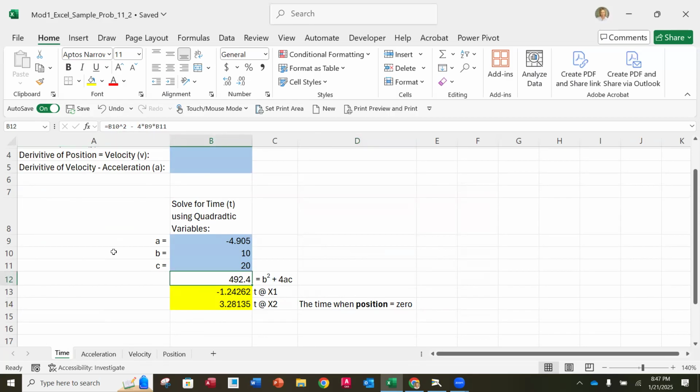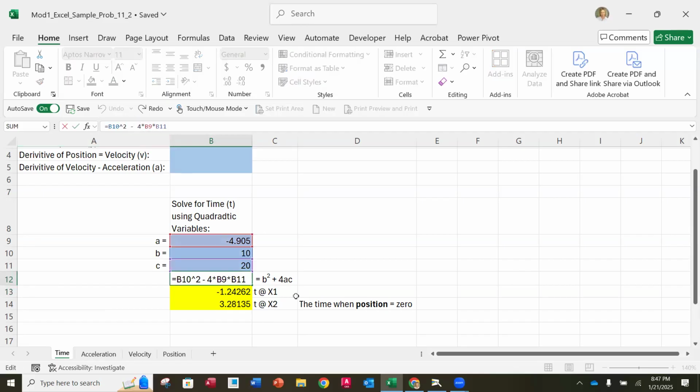So B10, which is my b, squared minus 4 times a, B9 times... If it's plus 4ac, wouldn't you have a minus? Yeah, you have a minus. In your formula, yeah, minus 4ac. Oh, but it's supposed to be minus. Why do you have it as plus? Is it plus and then the minus?